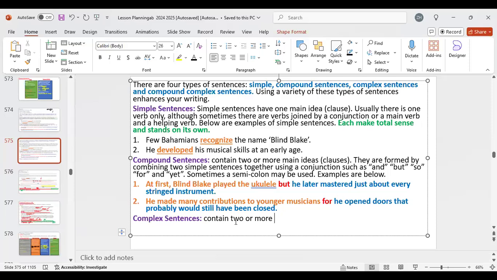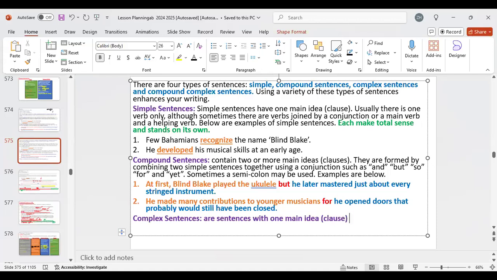So, complex sentences are sentences with one main idea. Please pay attention to this one. Compound sentences have two or more main ideas. Complex sentences have one main idea or clause, so one independent clause, right?